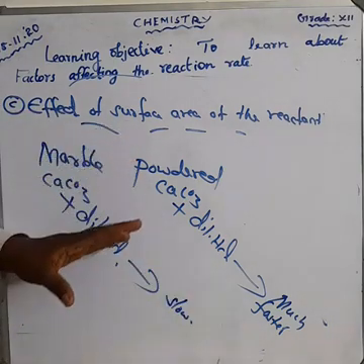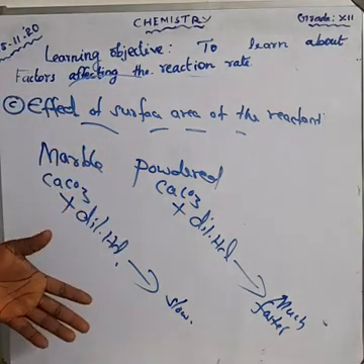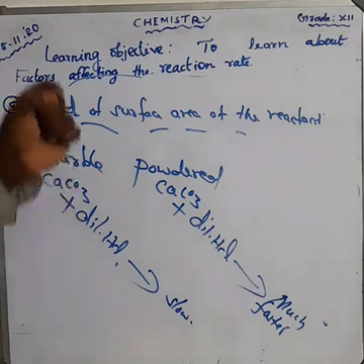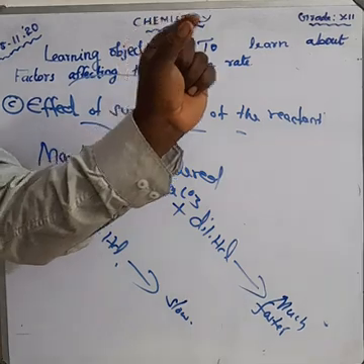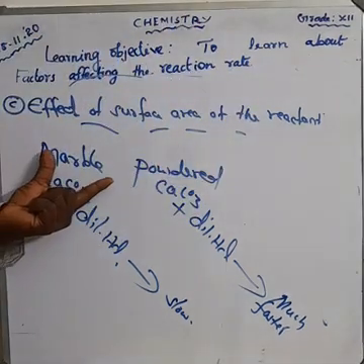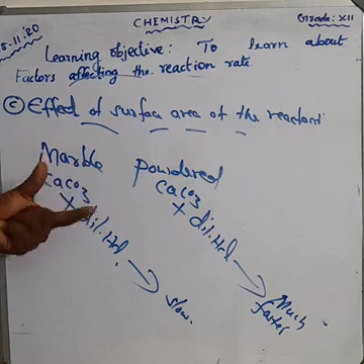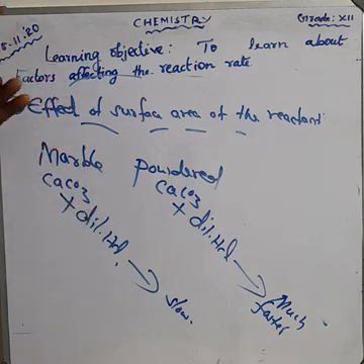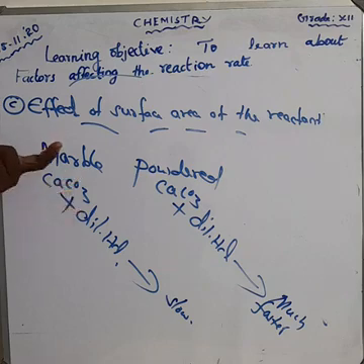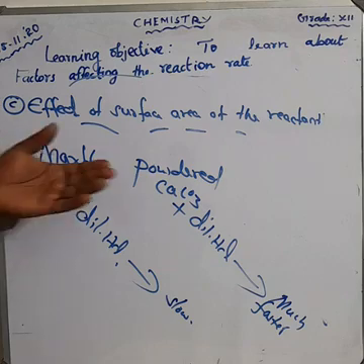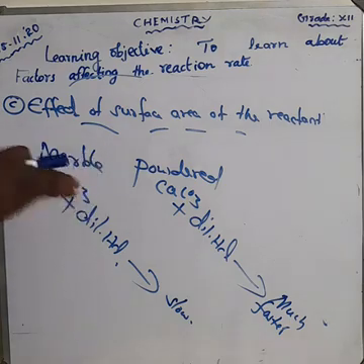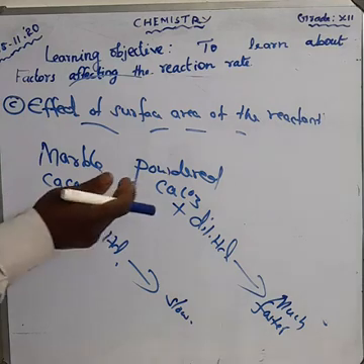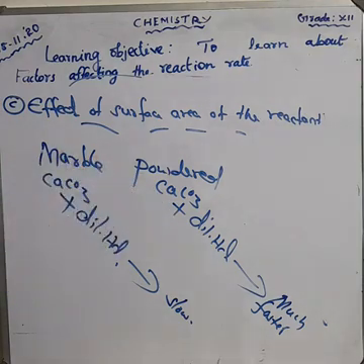When the particle size decreases, surface area increases. In powdered calcium carbonate, the particle size is small, decreased. While in the case of marble calcium carbonate, the particle size is big. So the powder has less particle size and more surface area as we are comparing, while marble has the bigger particles. So powdered calcium carbonate easily reacts with dilute hydrochloric acid.